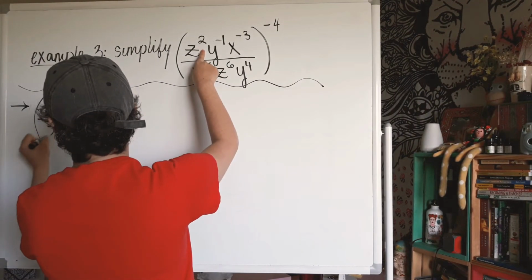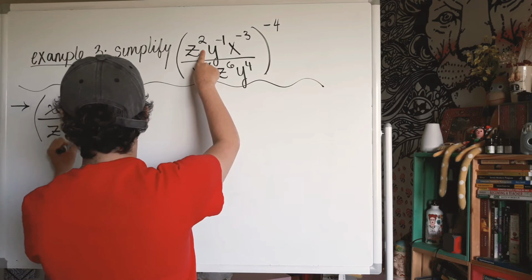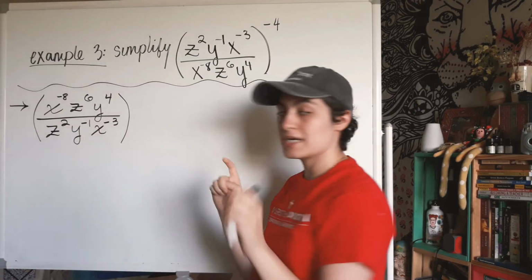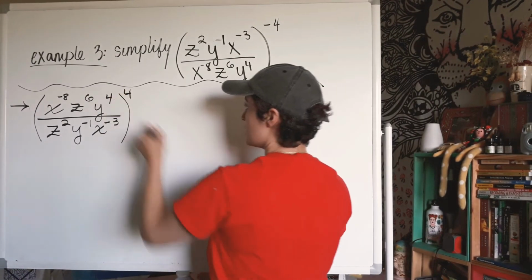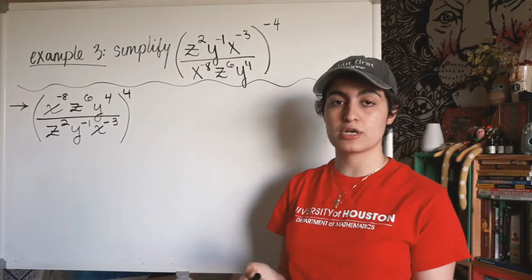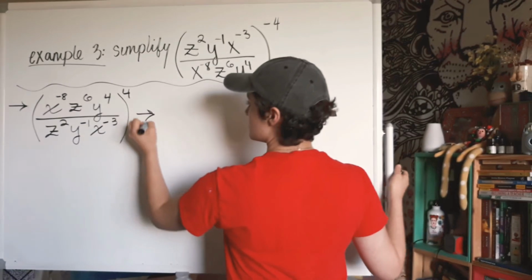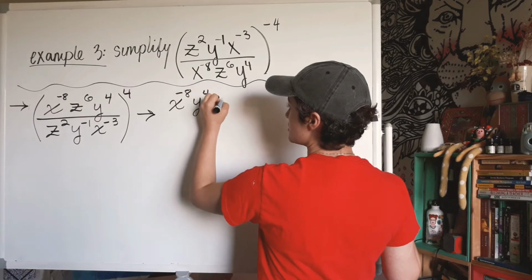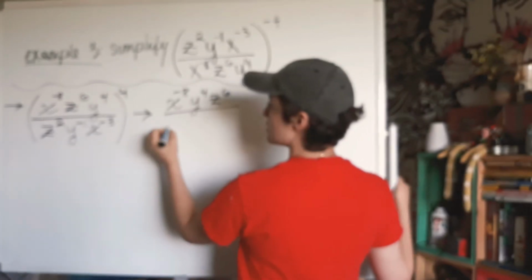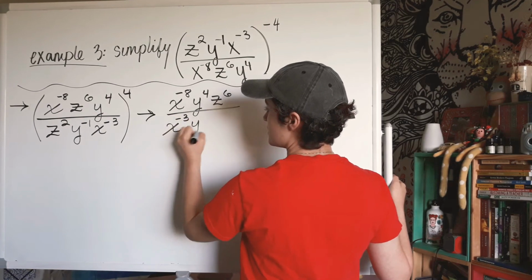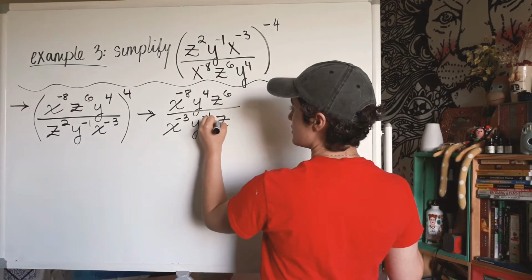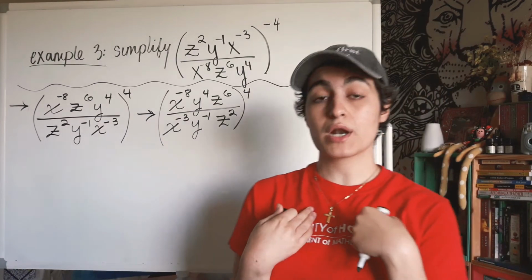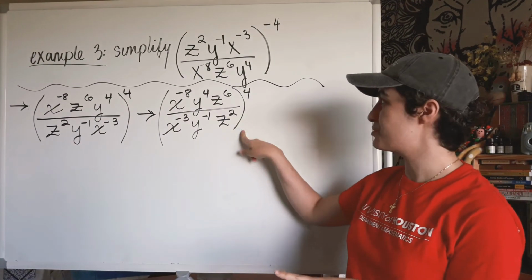And so this is just going downstairs, raised to the positive 4. If you want to go ahead and put them in alphabetical order, let's do that, so we'll make it nice and easy. X, y is 4, z is 6, and then x is negative 3, y is negative 1, z is 2, all raised to the positive 4.